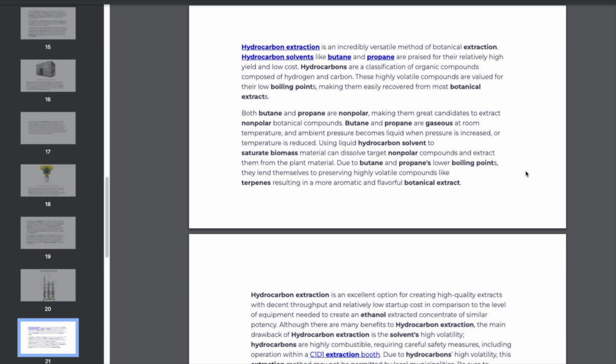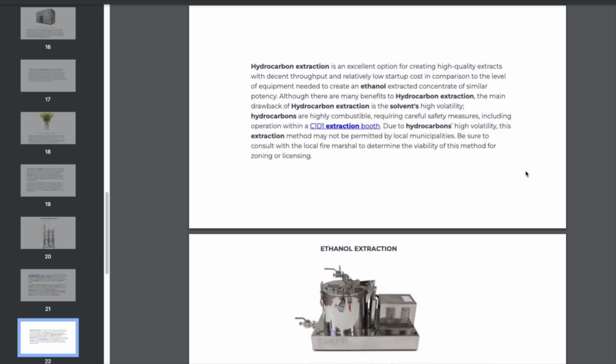Due to propane and butane's lower boiling points, they lend themselves to preserving highly volatile compounds like terpenes, resulting in a more aromatic and flavorful botanical extract. Hydrocarbon extraction is an excellent option for creating high-quality extracts with decent throughput and relatively low startup cost in comparison to the level of equipment needed to create an ethanol-extracted concentrate of a similar potency.